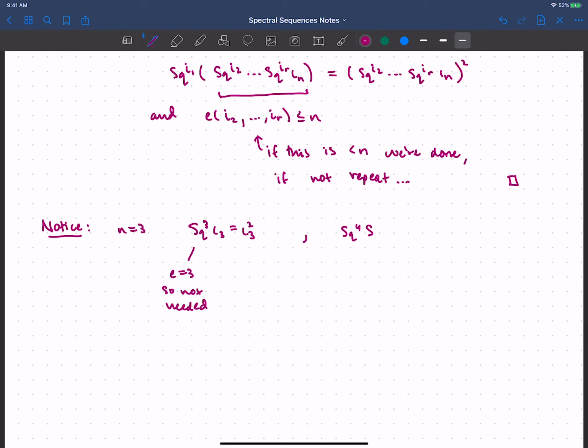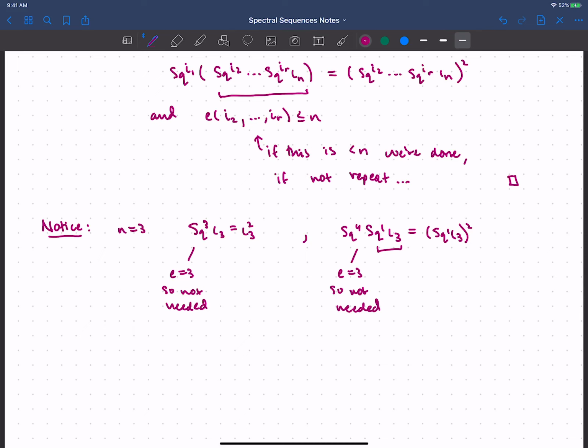Similarly, square 4 square 1 iota 3 is not a thing we'll write down. Again, this has excess 3, so we don't need it. And that's really square 4 on something in degree 4, right? Iota 3 is in degree 3, square 1 takes us up 1. So this is square 1 iota 3 squared, and we start to see this polynomial on squares applied to our fundamental class.